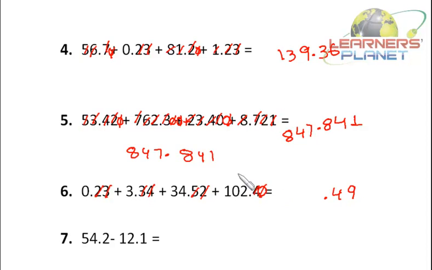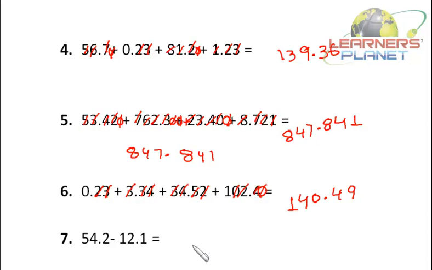I put the decimal. 1 plus 3, 4 plus 4, 8 and 2, 10. I write 0 over here and 1 will be carried. 1 plus 3, 4 and then 1. So the final answer is 140.49. It's very simple, friends.